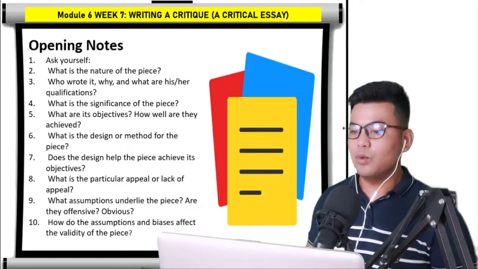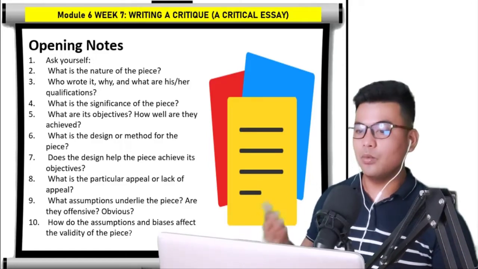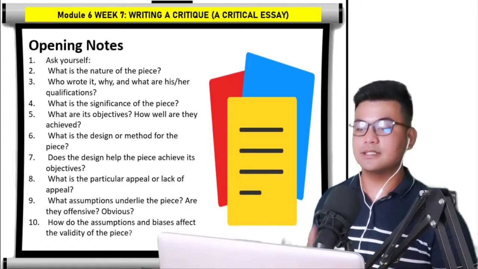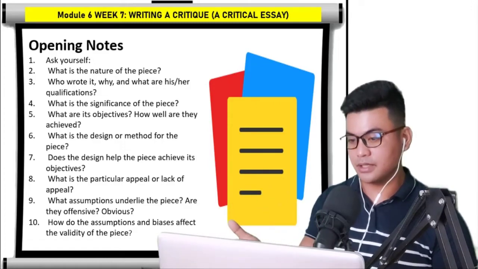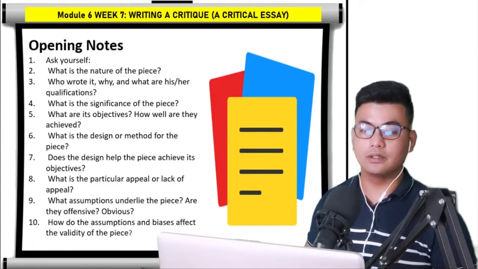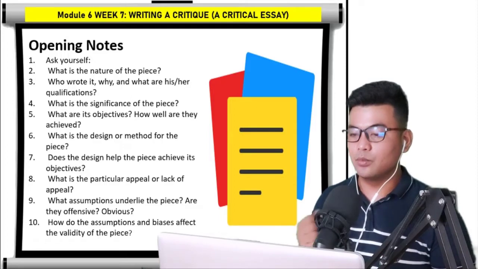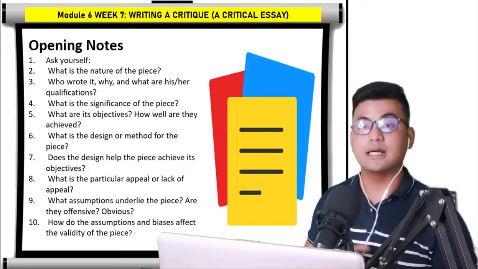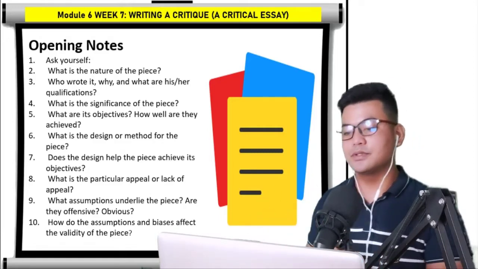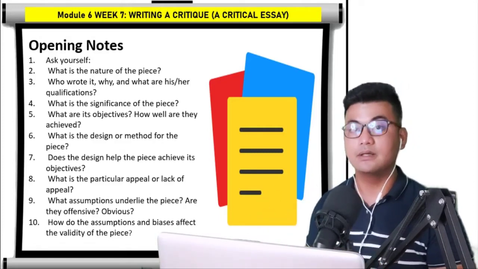Okay? What are its objectives? How well are they achieved? What is the design or method for the piece? Does the design help the piece achieve these objectives? What is the particular appeal or lack of appeal? And then what assumptions underlie the piece? Are they offensive or obvious? How do the assumptions and biases affect the validity of the piece?